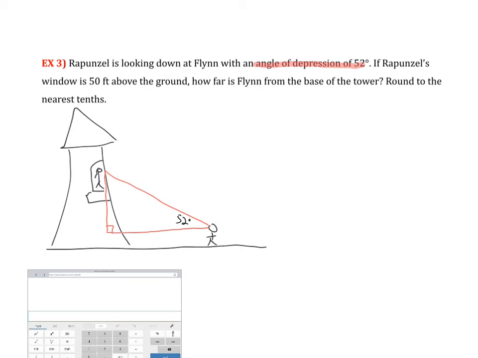All right, continuing on with the problem, it says that Rapunzel's window is 50 feet above the ground. Now, we have to decide which of these 3 sides represents 50 feet above the ground. The key word here is above, meaning up or on top of. In that direction, when we go up, that is a vertical direction. So we're going to go ahead and label this side of the triangle with 50 feet.